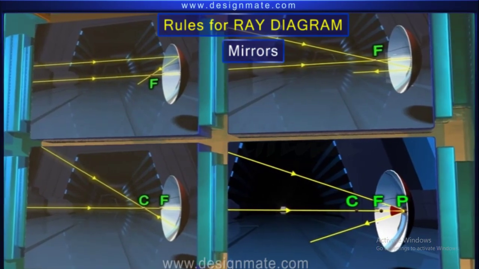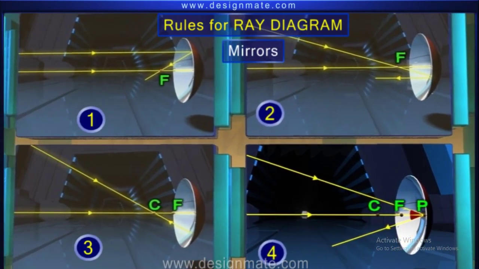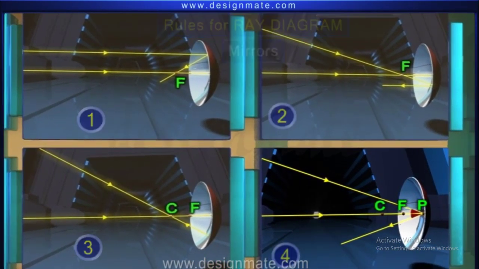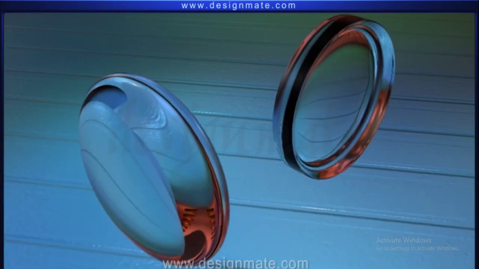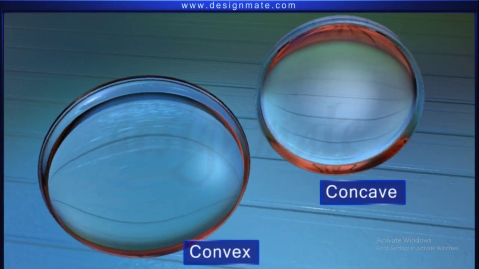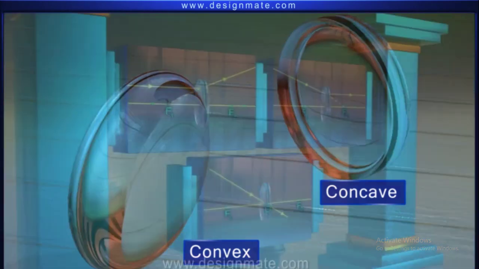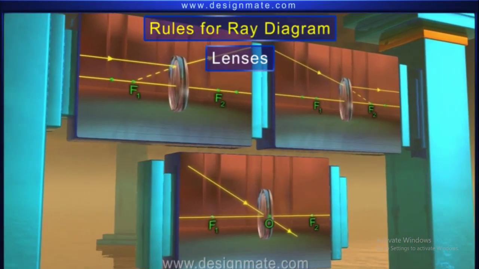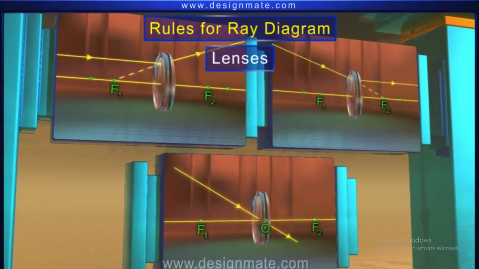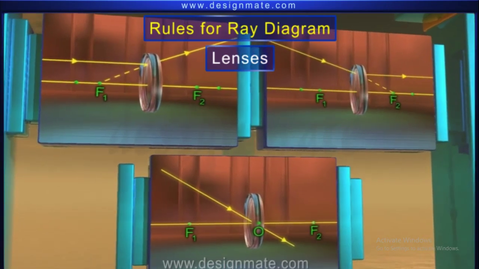Using these 4 rules for constructing the ray diagram, we can understand how images are formed in mirrors. Similar rules are applicable for construction of the ray diagrams in lenses. Let us have a look at the 3 rules used for ray diagram of image formation in lenses.